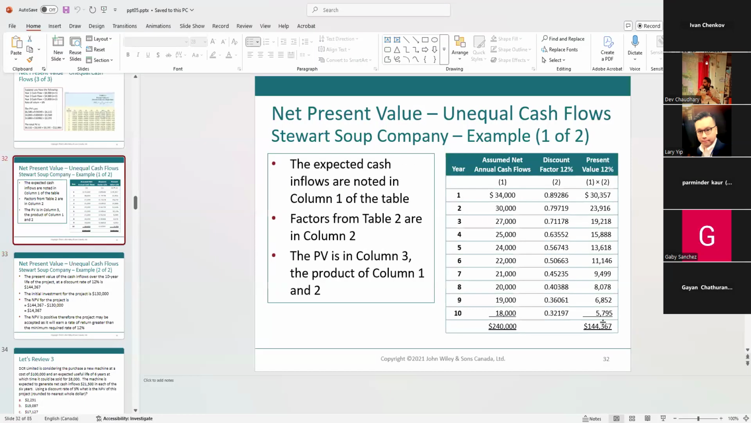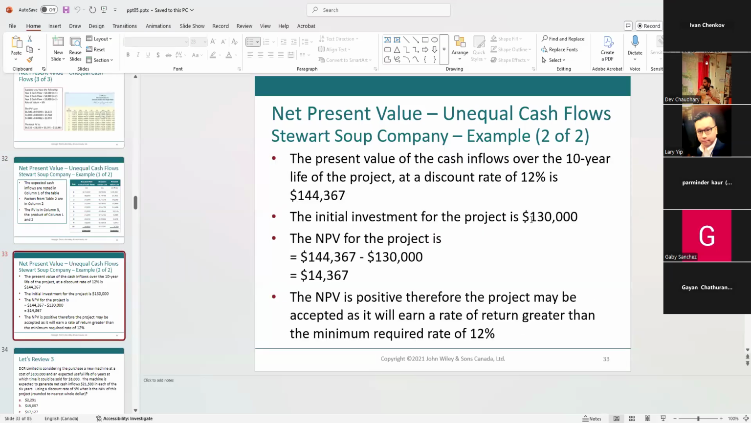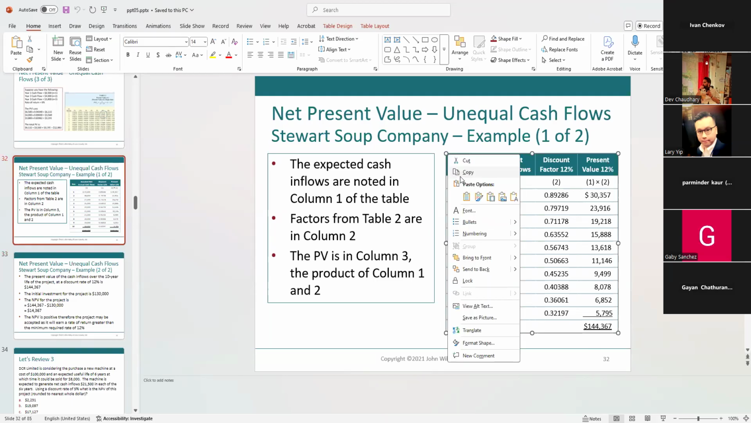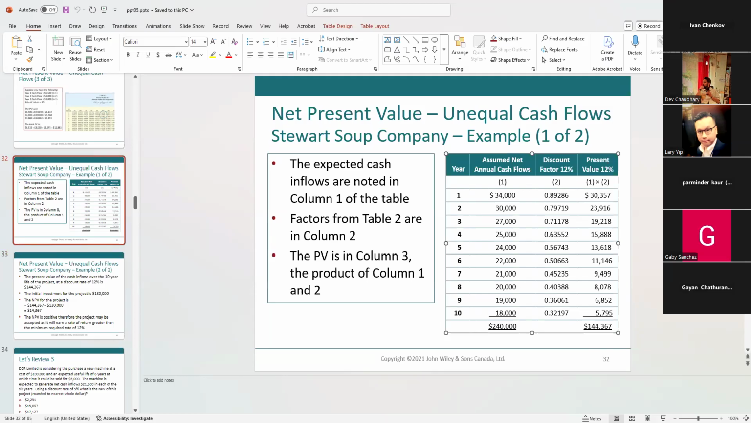Okay, let's go back to the slides. And again, for this project, since they have $144,000 present value, and if the initial investment is $130,000, then we can see how much it is. So what we can do in this case is use the same thing that we did, but we can easily change the numbers in our calculation. So we can use this one to calculate our original question when we have $130,000 original investment.